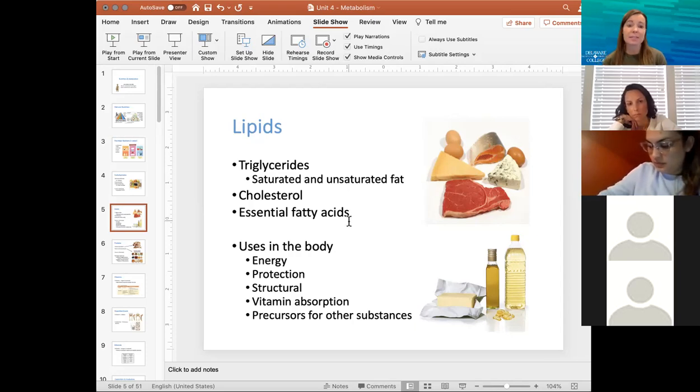So in terms of uses in the body, there are multiple functions that lipids serve.